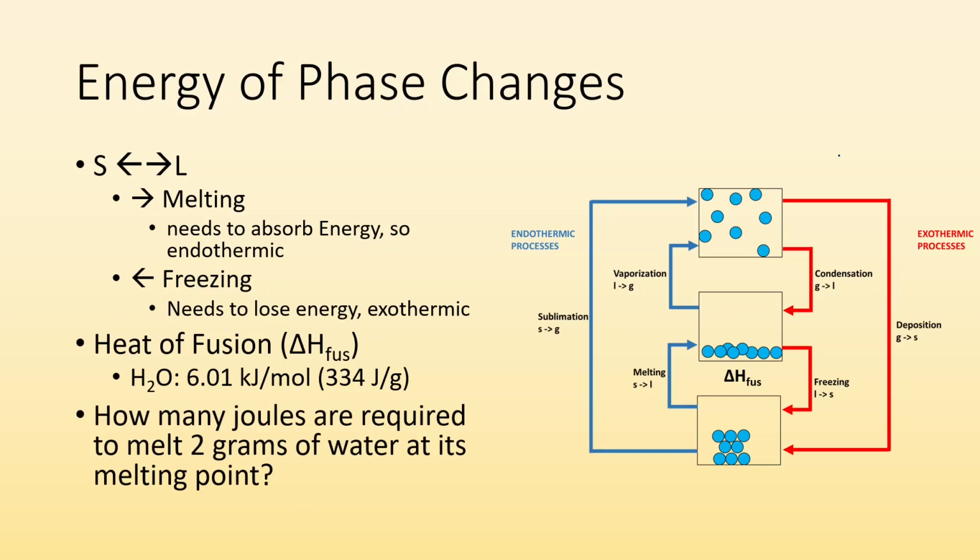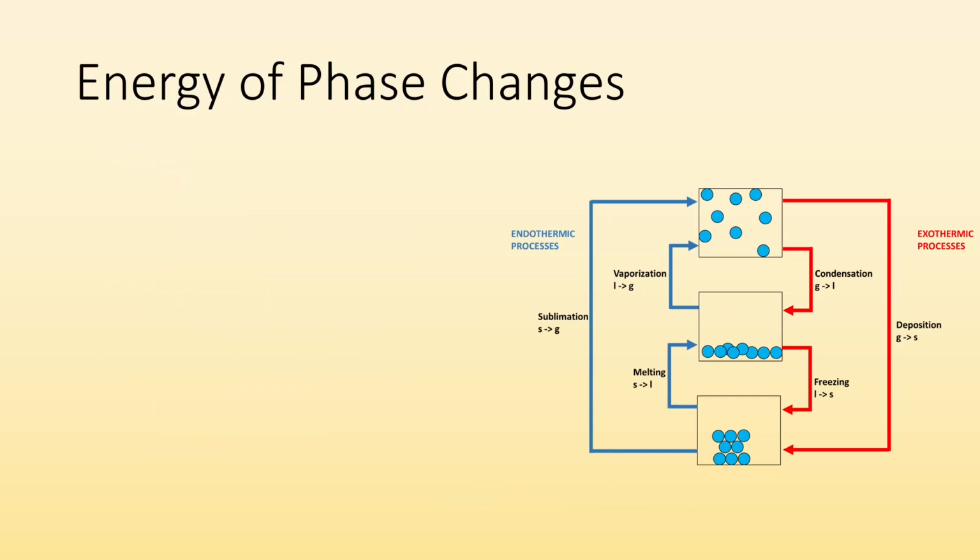So if you had a sample problem, like how many joules are required to melt 2 grams of water at its melting point, you would go, hey, 334 joules per gram times 2 grams, grams cancel out, and you'd end up with 668 joules for melting that much water.